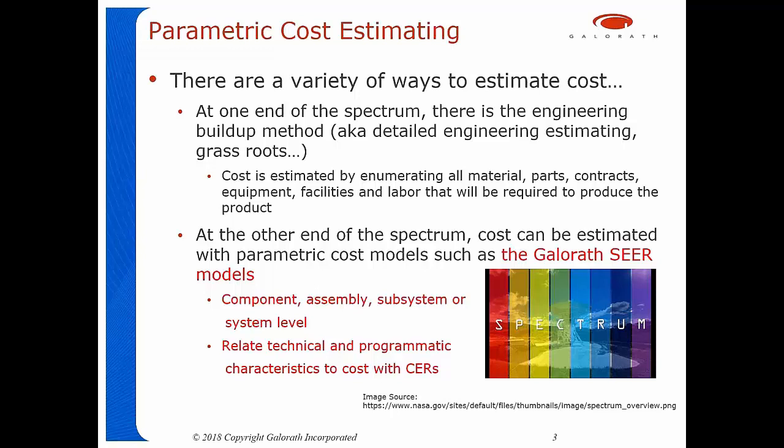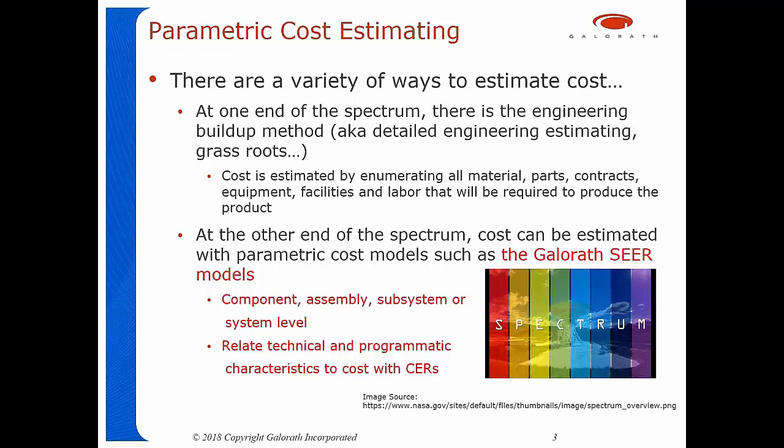The parts and materials are translated into cost by obtaining vendor quotes. The subcontracted work is often costed by obtaining proposals from the subcontractors. Equipment and facilities may be estimated using takeoff methods, for example. Labor cost is estimated usually by applying labor rates to labor hours, including the overheads and burdens.